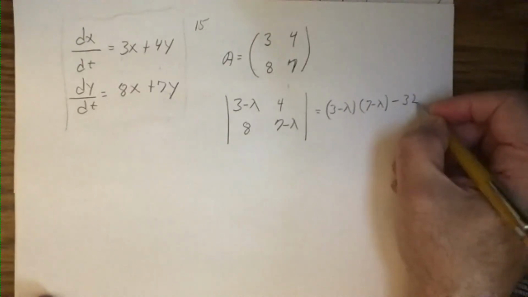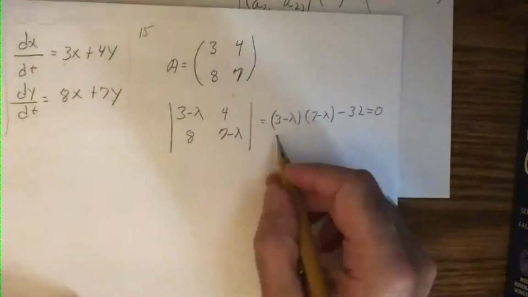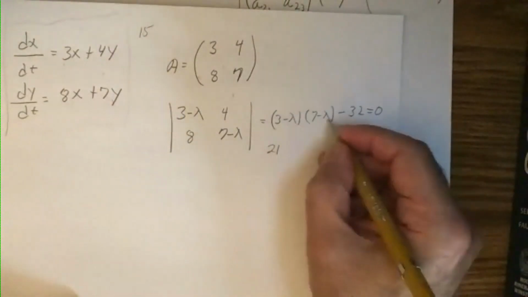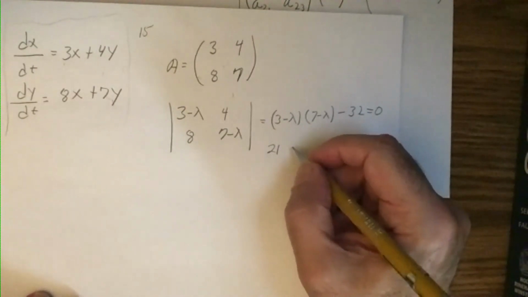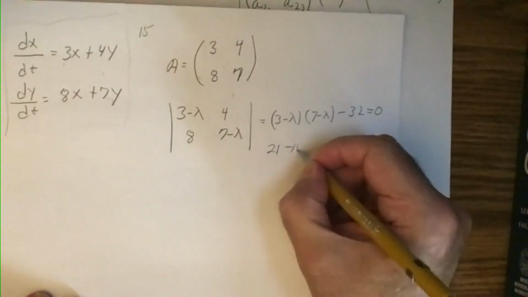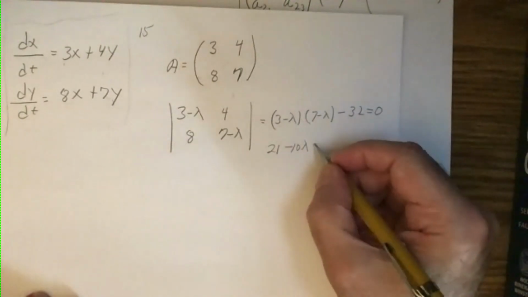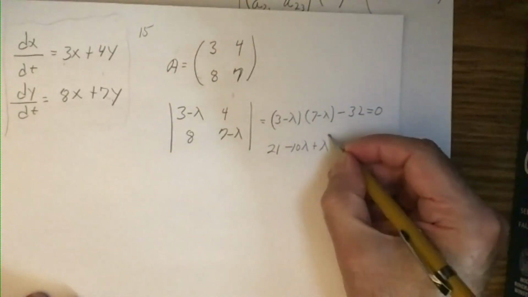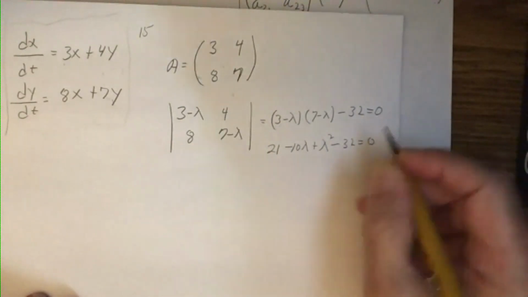minus 32 is equal to 0. Okay. Let's see. So this is going to give me 21. This time this is 20. The middle term is going to give me a 10, right? That's going to be a minus 10 lambda, right? This times this is 3. This times this. And then I'm going to get a plus lambda squared minus 32 is equal to 0.